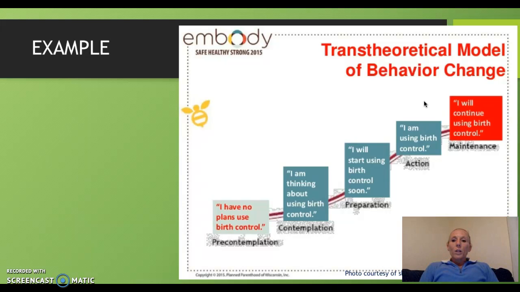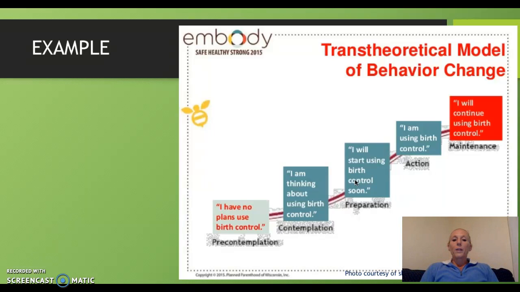A realistic example of how these stages would work would be here. The individual has no plan of using birth control, for example. Then we're moving on to the contemplation stage: now I'm thinking about using it. And then preparation: I'm going to start to use birth control. Then you're in the action stage: I am using birth control. And then maintenance: I will continue to use birth control.